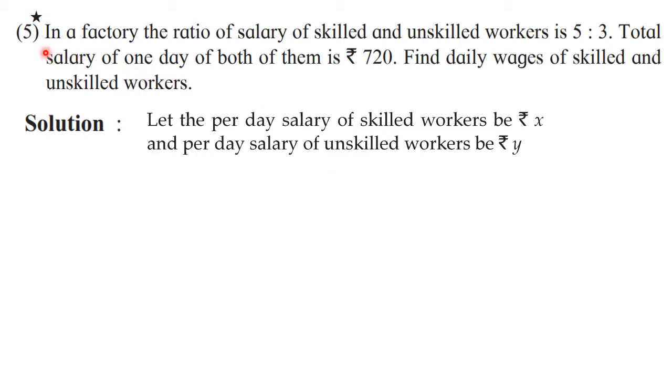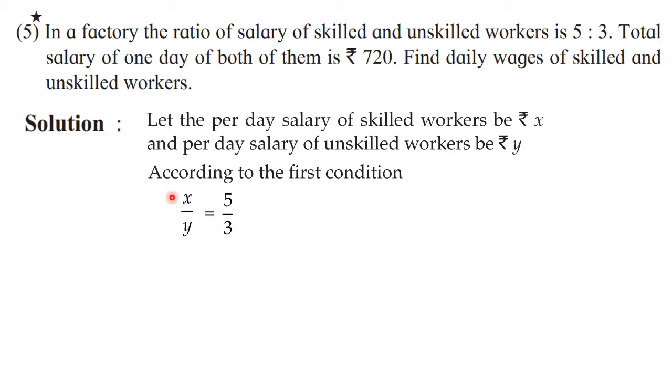Now see the first condition. In a factory, the ratio of the salary of skilled and unskilled workers is 5:3. Ratio means we write in the form of numerator and denominator. So how are we going to write this ratio? X upon Y is equal to 5/3. It is given 5:3, which means 5/3. So according to the first condition, we can write X upon Y is equal to 5/3.